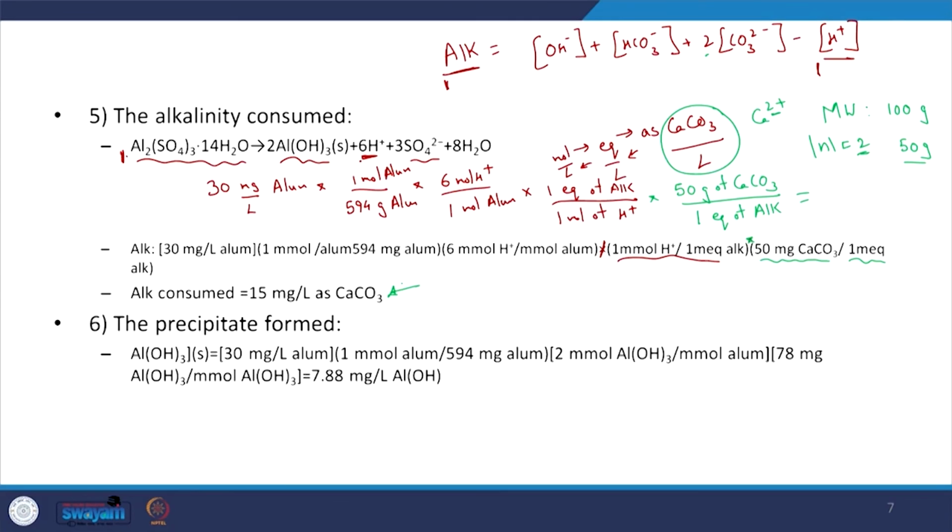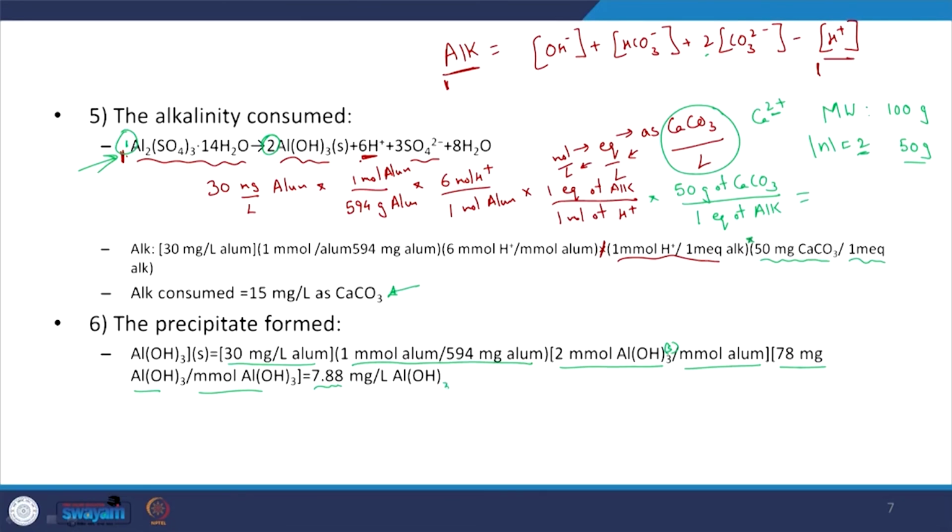Precipitate formed, same way, I will look at the relevant reaction. So 1 mole of alum, 2 moles of precipitate, right. So that's what we have. Again, alum, we are converting it into molar units, and I know that there are 2 moles of this solid, this should be mentioned as solid, precipitating out per 1 mole of alum, that's what we see from the stoichiometric ratio. And I know the mass of AlOH thrice, which is 78 molecular weight, right.